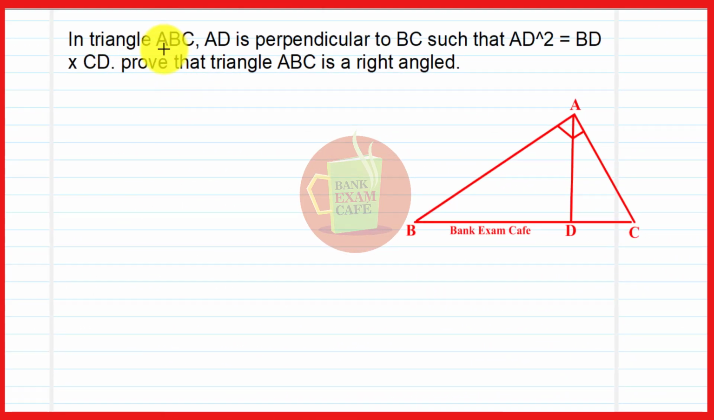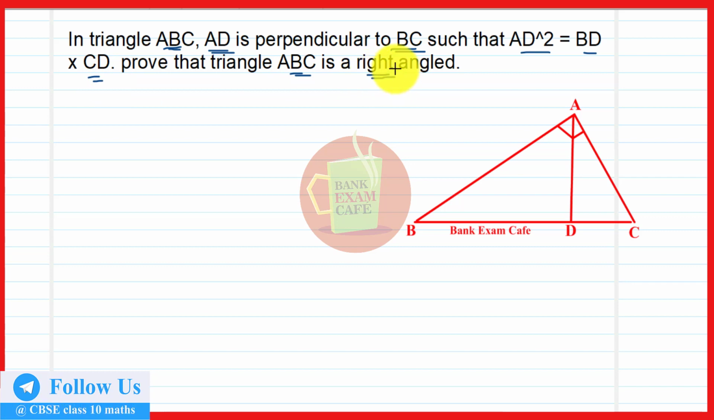Now here is a question on the screen. In triangle ABC, AD is perpendicular to BC such that AD square is equal to BD into CD, prove that ABC is a right angled triangle. Here it is given that ABC is a triangle in which AD is perpendicular to BC. It means this is 90 degree and this will also be 90 degree.